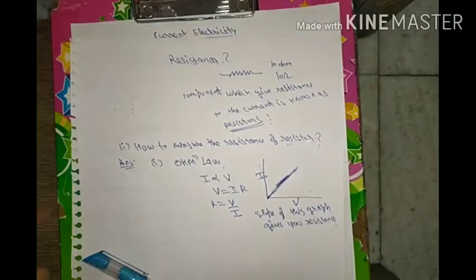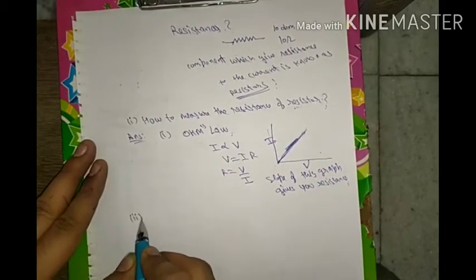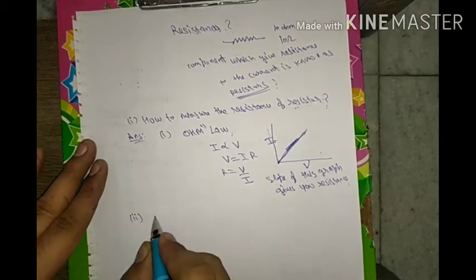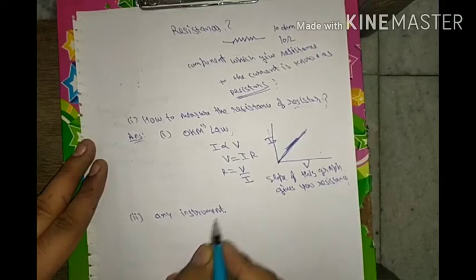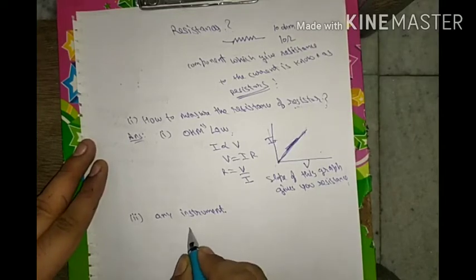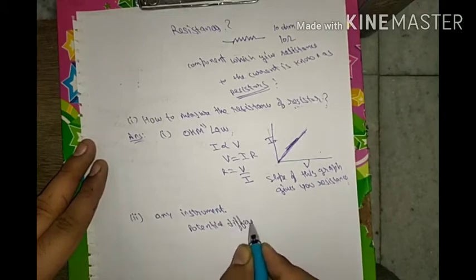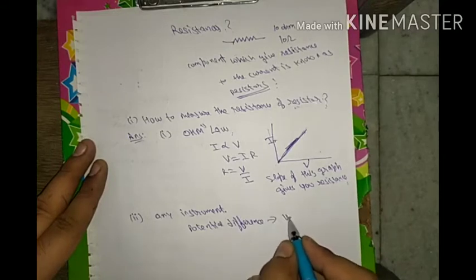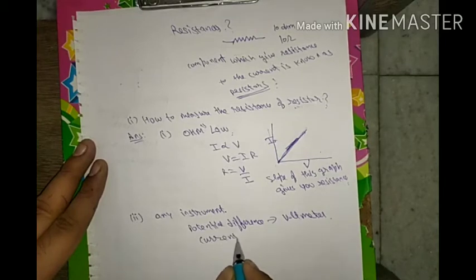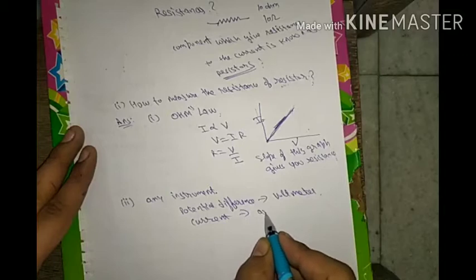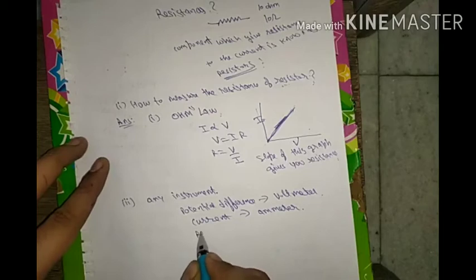Okay, students. Now we can move to the second part. What is the second way to measure the resistance? Maybe there is an instrument which can measure the resistance. Maybe, yes. Because, like potential difference, how can we measure the potential difference? That we can measure with the voltmeter. How can we measure the current? That can be measured by an ammeter. So is there any instrument which can measure resistance?